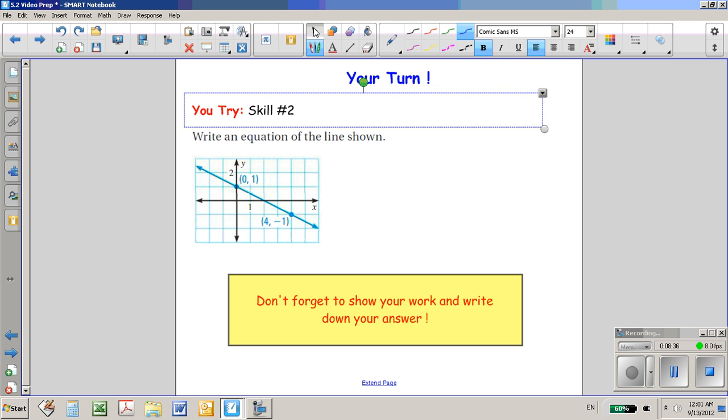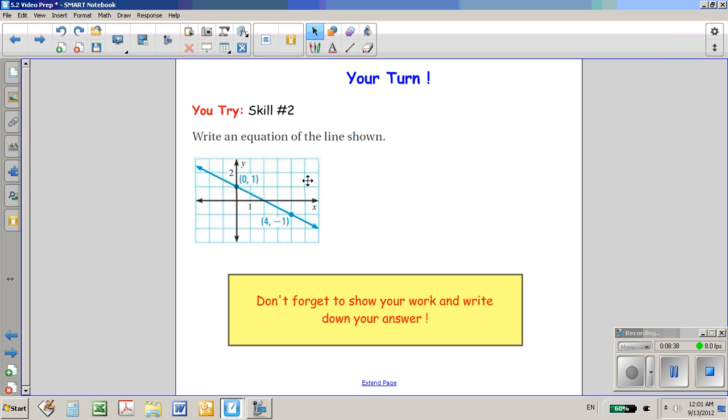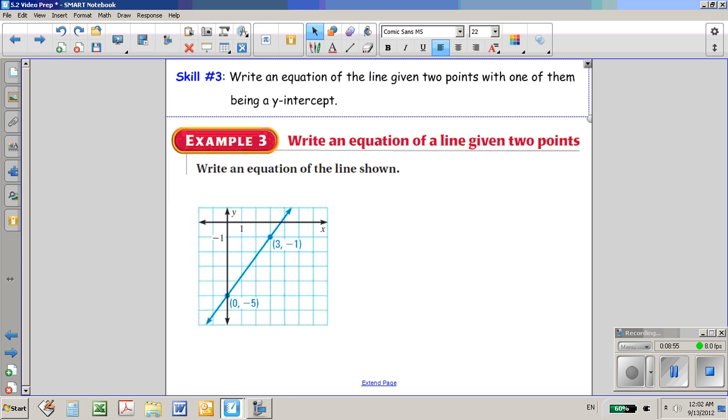So now I want you guys to try on your own, and you're given a picture. Hopefully it's clear enough, and you have to come up with your own equation for this line. So it's not a multiple choice, so you do have to come up with your own answer, but hopefully you can handle it. So pause the video and work it out. All right, and we're back.